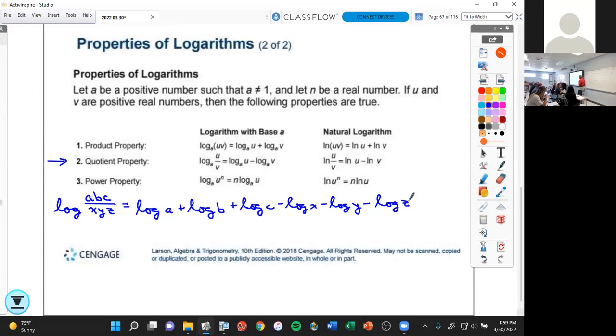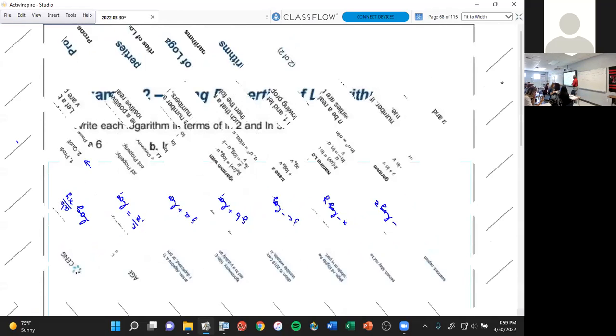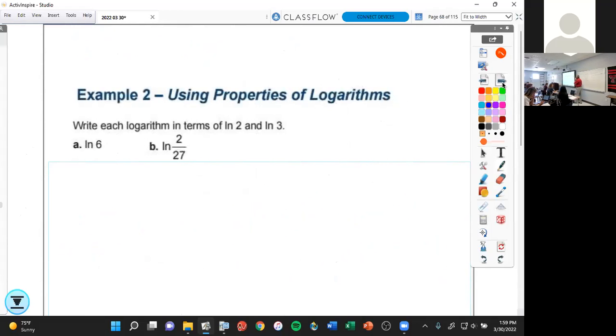All right. Moving on. Write each logarithm in terms of natural log of 2 and natural log of 3. I'm starting off with natural log of 6. My question for you is, can we express the number 6 using only 2s and 3s? 6 is the same thing as 2 to the third. Wait. Let's go simple. 2 times 3 is 6, right? Okay. Even simpler, 2 plus 2 plus 2. That's not going to help us.